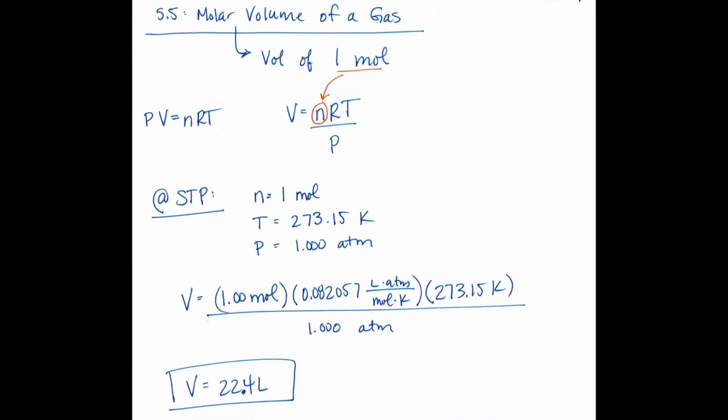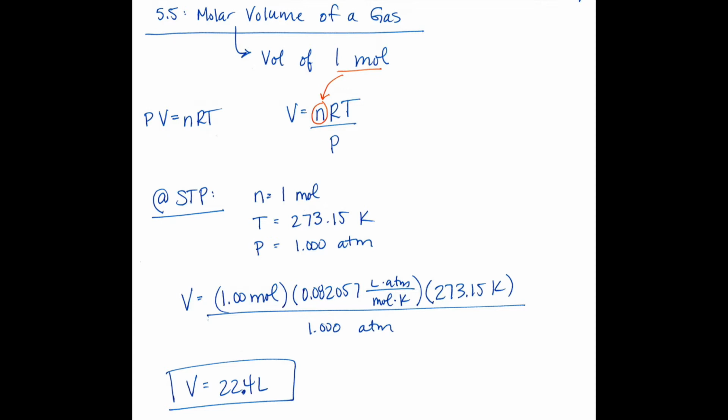The next thing to talk about is the molar volume of a gas. This is perhaps exactly as it sounds, and that is the volume of 1 mole of our gas. So if we look at the ideal gas law and we solve for the molar volume of a gas at STP, we'll be plugging in 1 mole, a temperature of 273.15 Kelvin, and a pressure of 1.000 atmospheres.